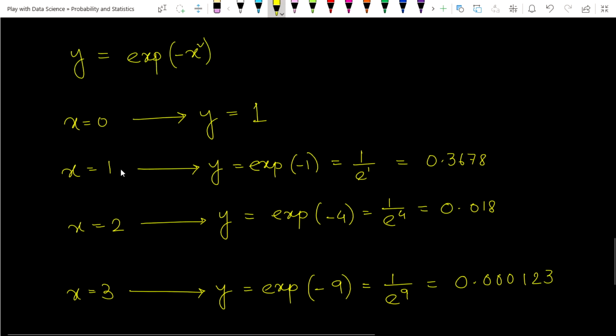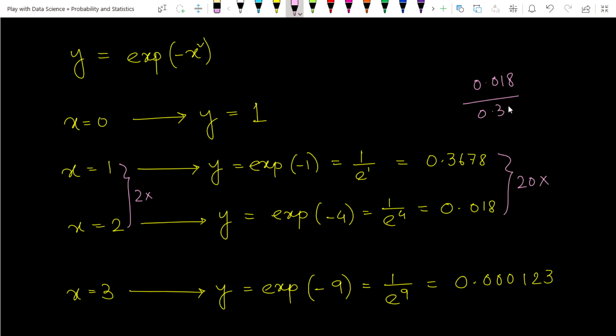So just see these things. I am now changing the x value, so how much amount are we changing? Going from x equals 1 to 2, the change in y is about 20x, because 0.36 divided by 0.018 is about 20. So with a simple change of 1 unit to 2 in our independent variable, the dependent variable changes about 20 times.